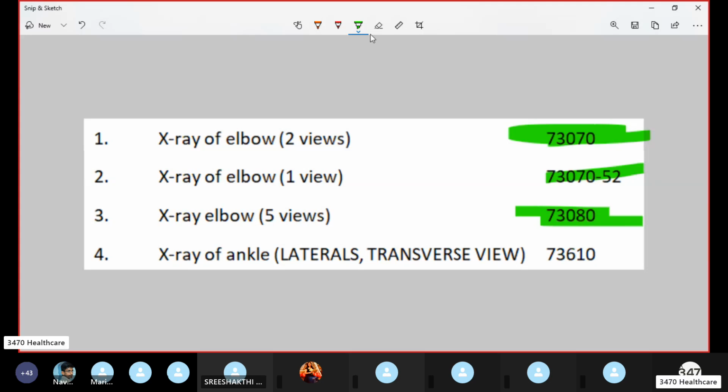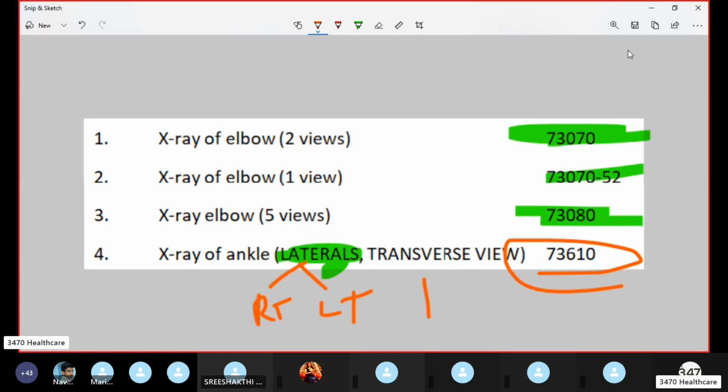73080. Last one, X-ray of ankle laterals. Laterals means right and left. Plural word, correct. Lateral is single, laterals is plural, both sides. So 2 laterals and 1 transverse, total 3 views. So that is 73610. You clear now?